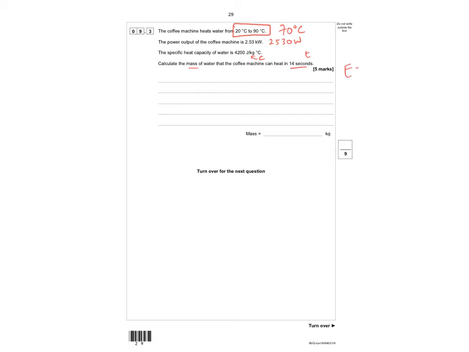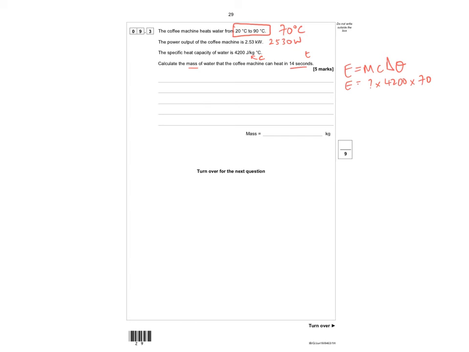The equation for specific heat capacity is energy equals mass times specific heat capacity times temperature change. Let's put in what we know. The mass is what we want to try and find. That is multiplied by 4,200, the specific heat capacity, and that is then multiplied by the 70, which is the temperature change. And that still equals the energy. So we have two unknowns.